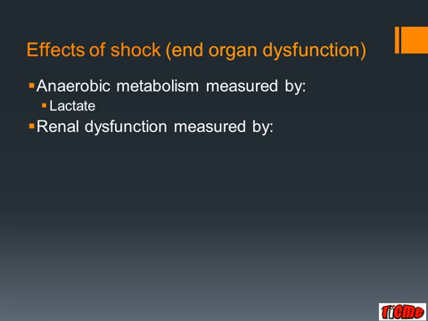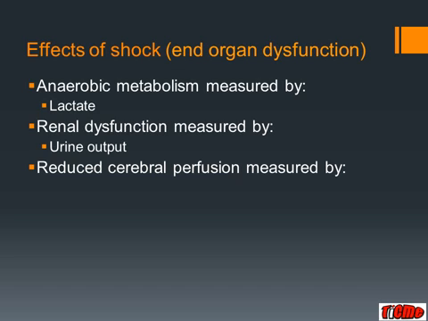The kidneys are an end organ, and when they become dysfunctional, they're going to try desperately to hold on to as much circulation as they can. So we'll measure how dysfunctional they are by urine output. So an early IDC measuring hourly urine output is important.